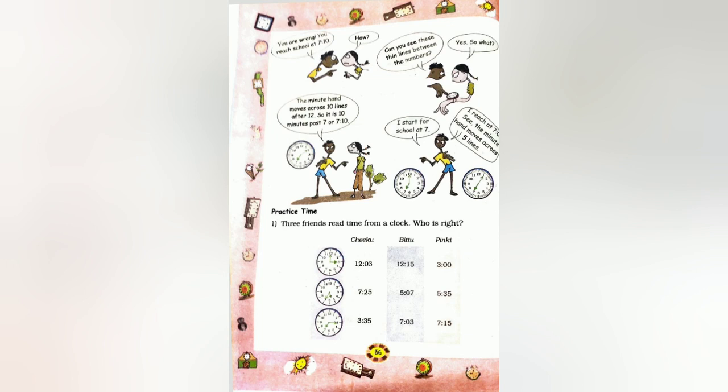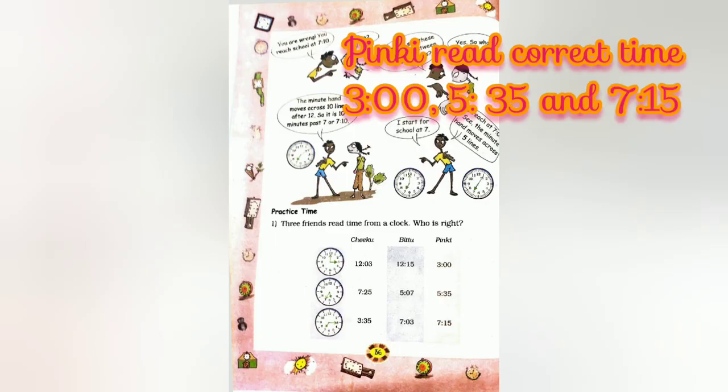Now in the third clock, the small hand, the hour hand, is on 7 and the minute hand is on 3. So first of all, 7 hours, and the minute hand is on 3. That means 5 threes are 15. So we can write 7 hours 15 minutes. We can say it as quarter past 7 also.